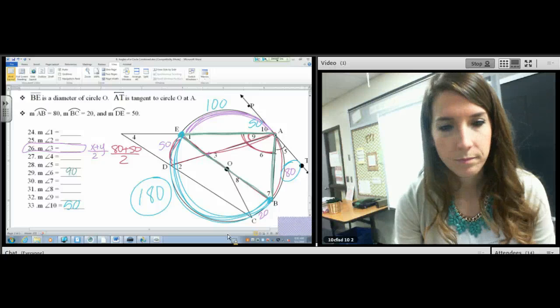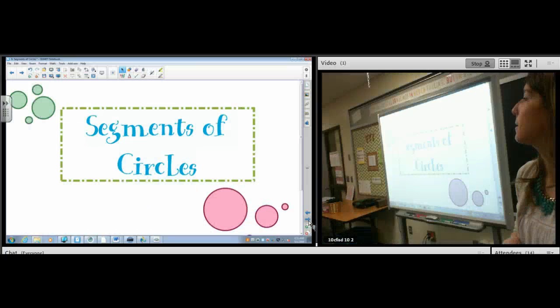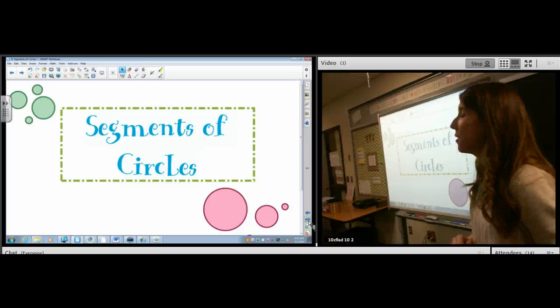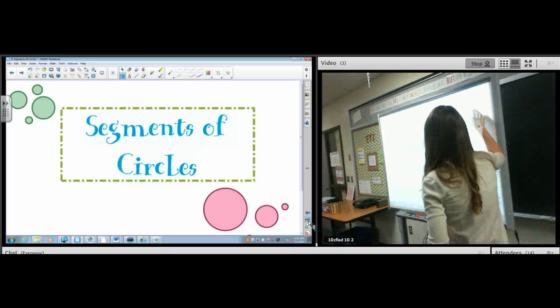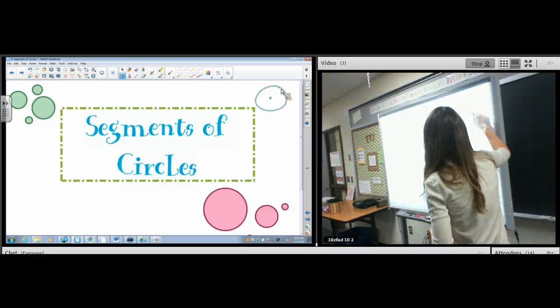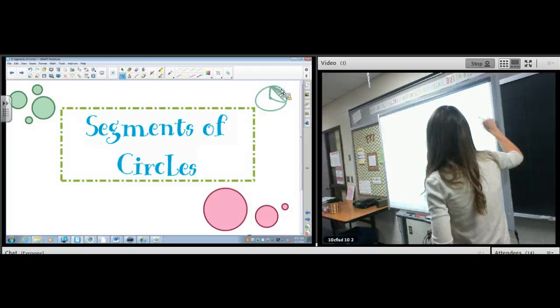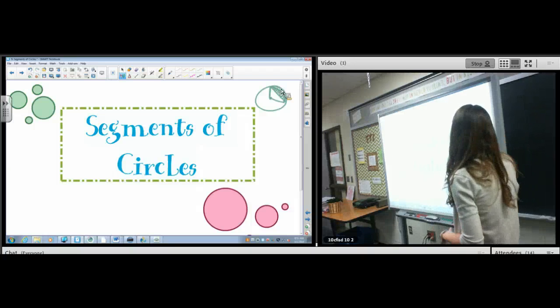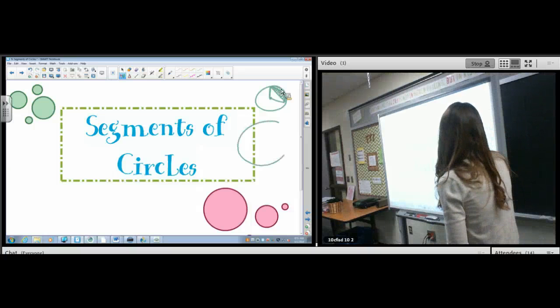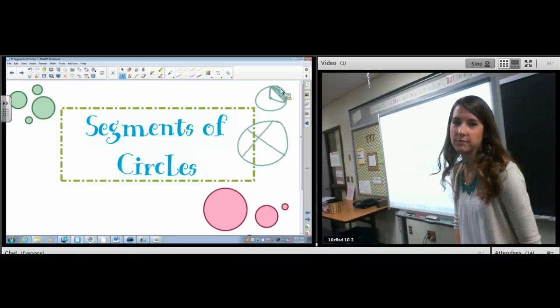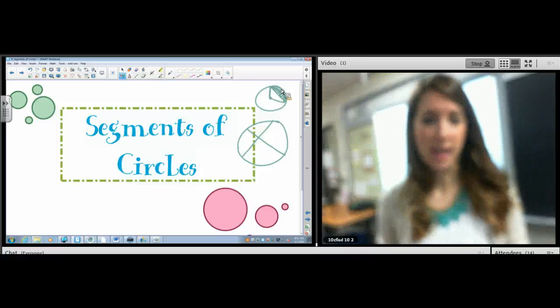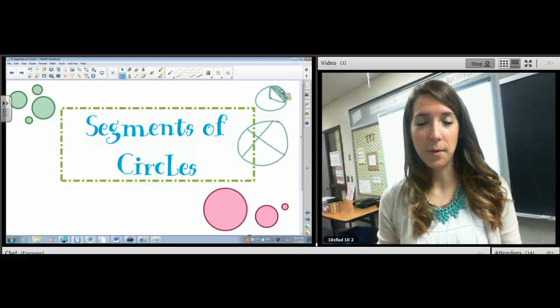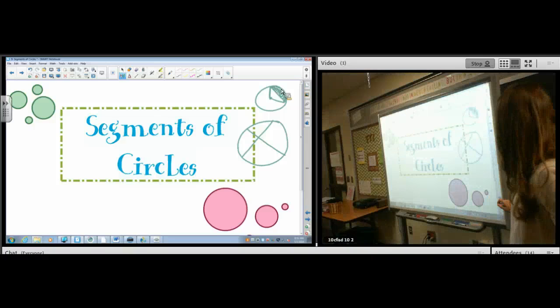Go ahead and title your notes, Segments of Circles. Now, it's really misleading because we are not studying these, because I told you this was a segment of a circle. We're actually not talking about that. We're talking about the different segments that you can draw in a circle. So the title's kind of misleading, but anyways, take it for what it is. That's what we chose to call it.